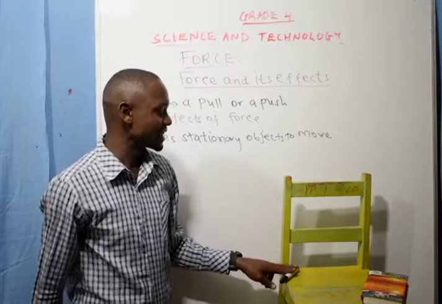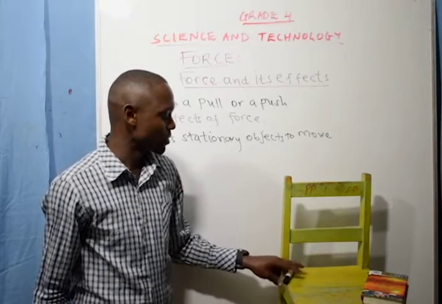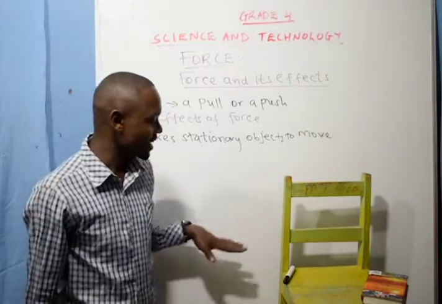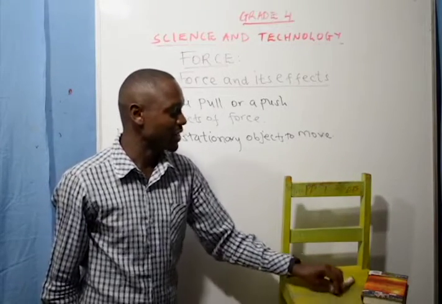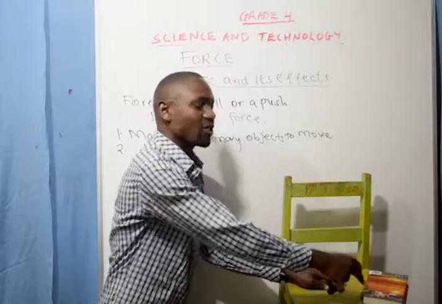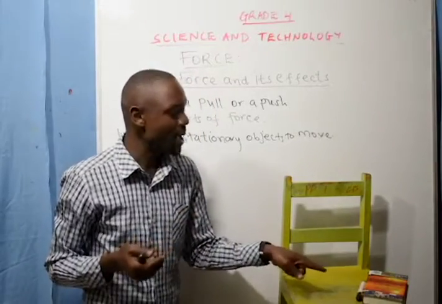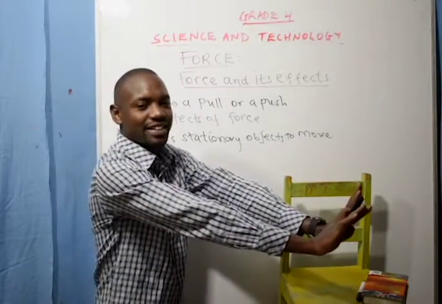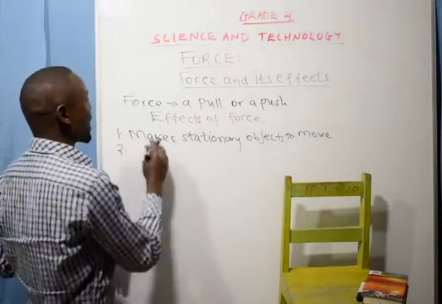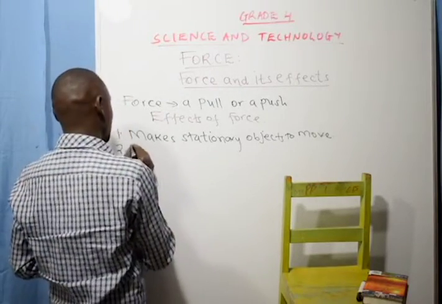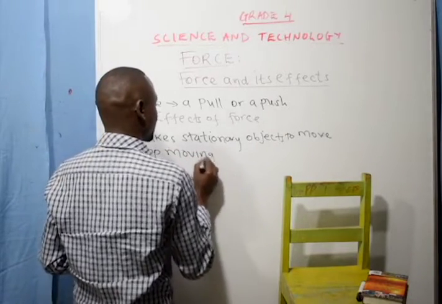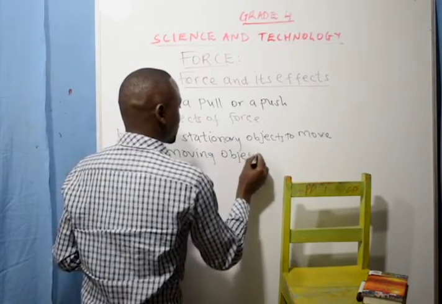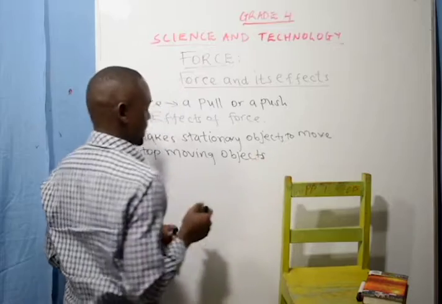So when this pen is there, it is stationary, it is not moving. When I apply some force to it, it moves. Then once it meets an object or a barrier, it will stop. Why? Because that barrier is preventing the pen from rolling. So another effect of force is that it can stop moving objects.